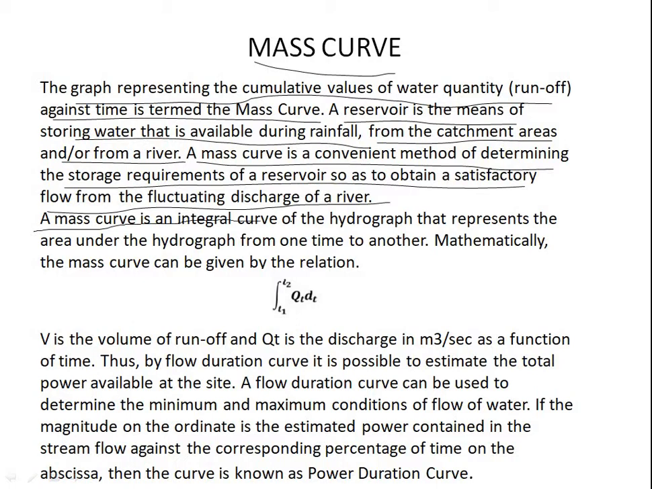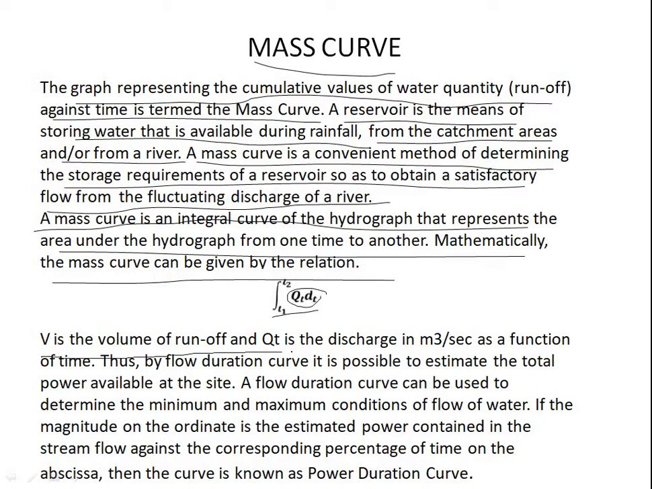A mass curve is an integral curve of the hydrograph that represents the area under the hydrograph from one time to another. Mathematically, the mass curve can be given by the relation V equals integration from T1 to T2 of Q(t) dt, where V is the volume of the runoff and Q(t) is the discharge in meter cube per second as a function of time.